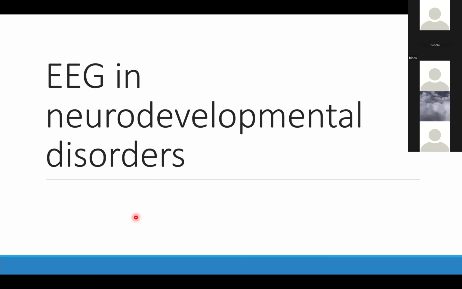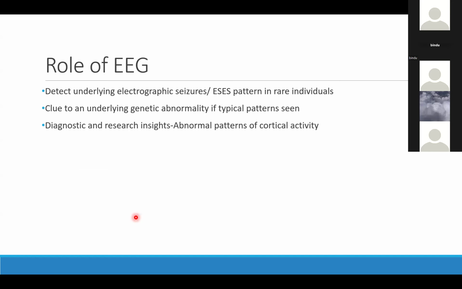Coming to the role of EEG in neurodevelopmental disorders, it can detect underlying electrographic seizures or ESES pattern in rare individuals. And from the EEG, some typical patterns can give a clue to underlying genetic abnormalities. EEG is also used for diagnostic and research insights.